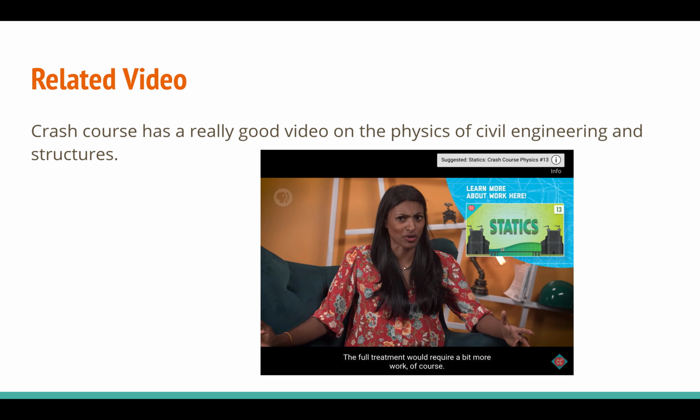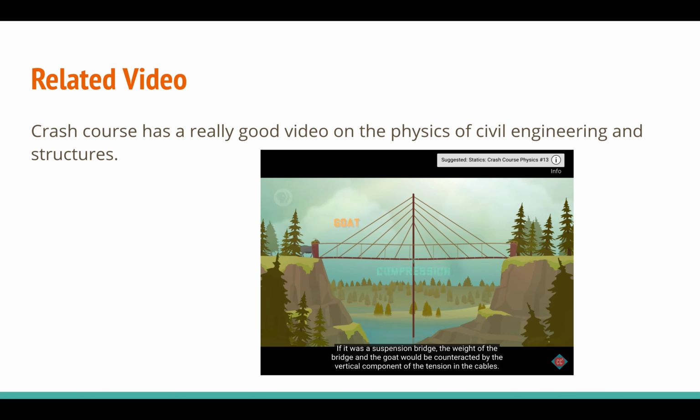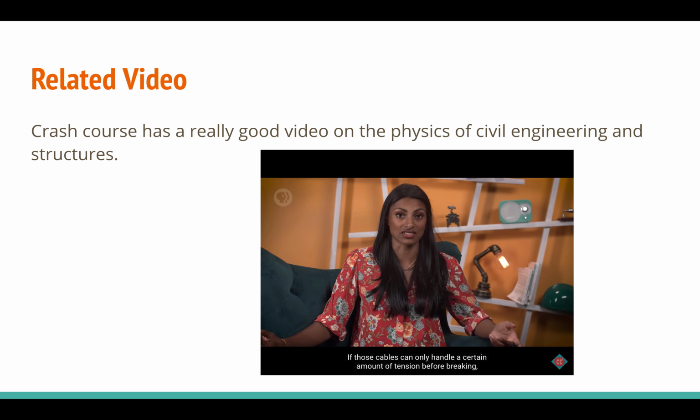The full treatment would require a bit more work, of course. If it was a suspension bridge, the weight of the bridge and the goat would be counteracted by the vertical component of the tension in the cables. If those cables can only handle a certain amount of tension before breaking, a free body diagram could help you work out the total weight the bridge could handle before the cables snap.